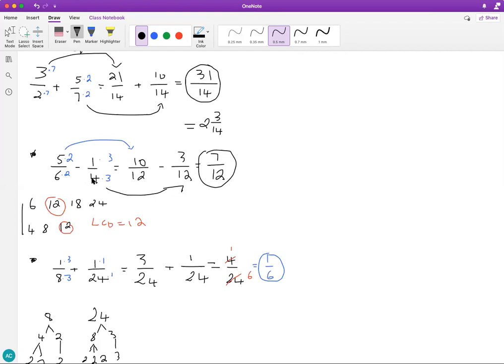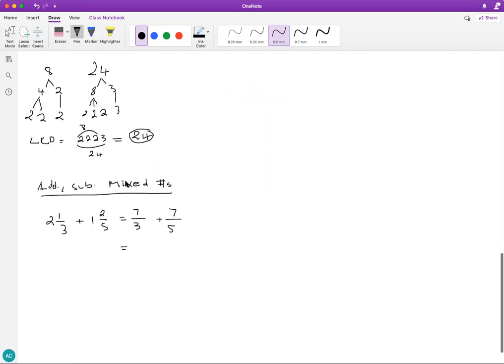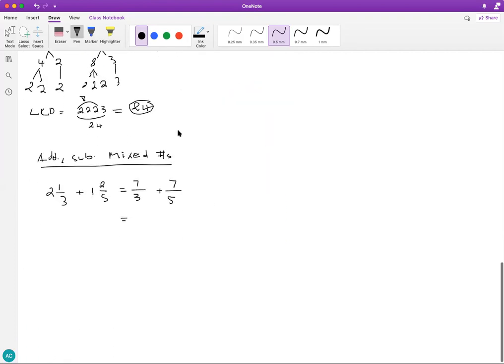Why? Because these are not prime. 4 is not prime. We can break it down into 2 and 2. 6 is not prime. We can break it down into 3 and 2. Only if both of them are prime, you can just multiply them to get the LCD. So in this case, they're both prime, so we can just say the LCD is 15. So we're going to turn both of these into 15.